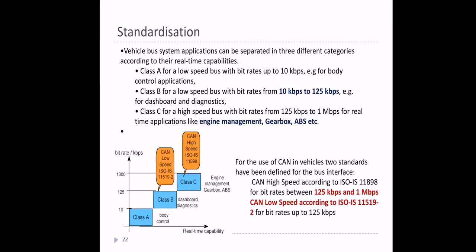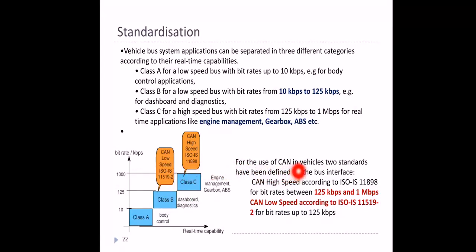So we have a graph that clearly shows the ranges: here it is up to 10, here 10 to 125, and here 125 to 1000. So engine management, gearbox, ABS, dashboard, then body control. And the low speed bus is ISO 11519-2, and the high speed is ISO 11898.